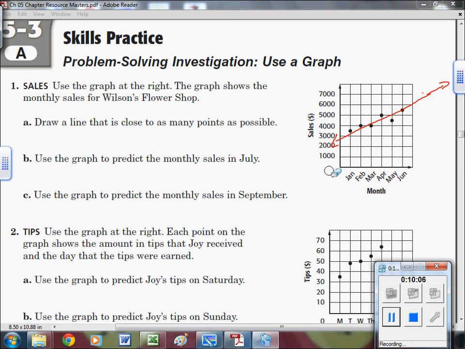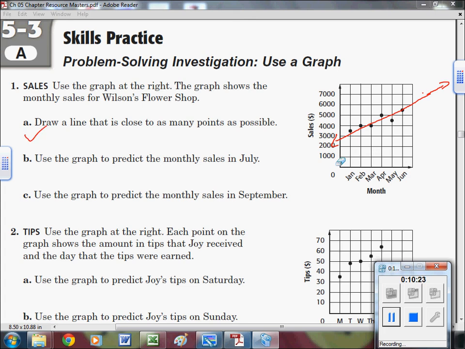And so it goes through the middle. It does not have to go through the origin. It's not necessary, because some situations don't. Hopefully there's never a month where these poor souls sell $0. Hopefully it never happens. No business wants to make zero money. So that's not reasonable. So we've now done part A.